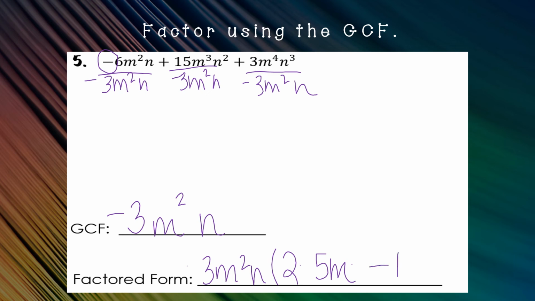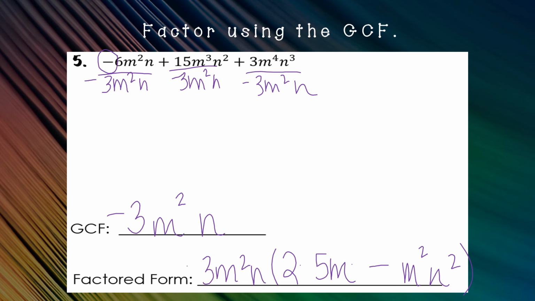M to the 4th, take away m squared, will be m squared. 4 minus 2 is 2. And then n cubed, 3 n's, take away 1 is n squared. The only thing I wrote there that I don't need is that 1 sitting in front of the m squared.